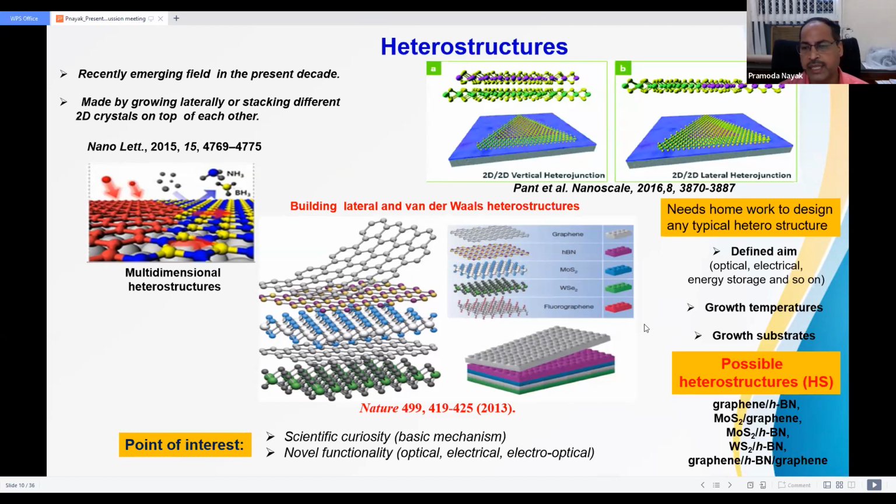And if a particular application is concerned, let's say you want to get a tunnel field effect transistor, then you can make a metal in between hexagonal boron nitride. So this type of heterostructure you make. Similarly, depending upon the application, we have to design and prepare our heterostructure. When you prepare the heterostructure, two aspects are very important. One is scientific curiosity: what is happening, what is the basic mechanism of this material. And the other is novel functionality: what is the change in the optical, electrical, and electro-optical properties of this material.